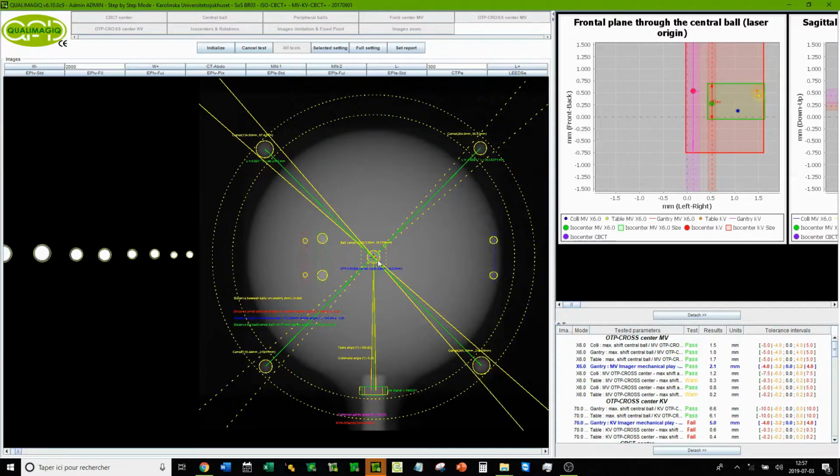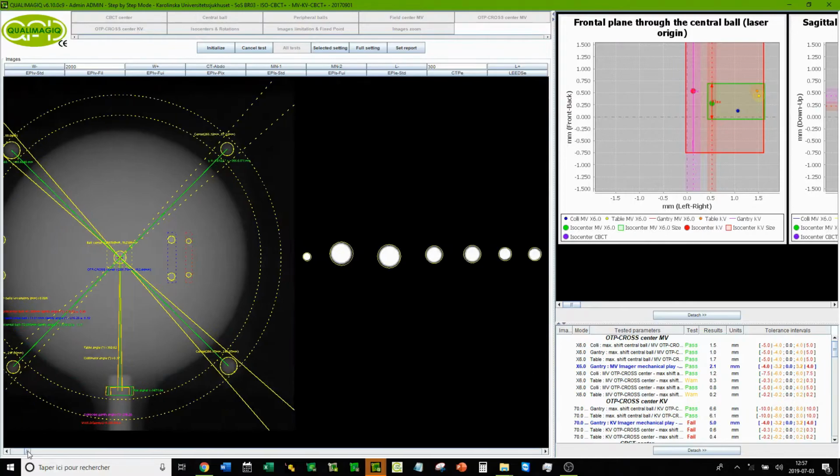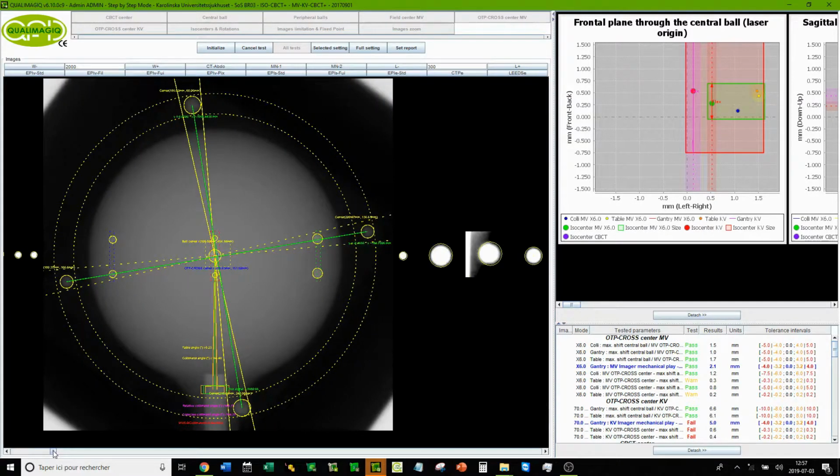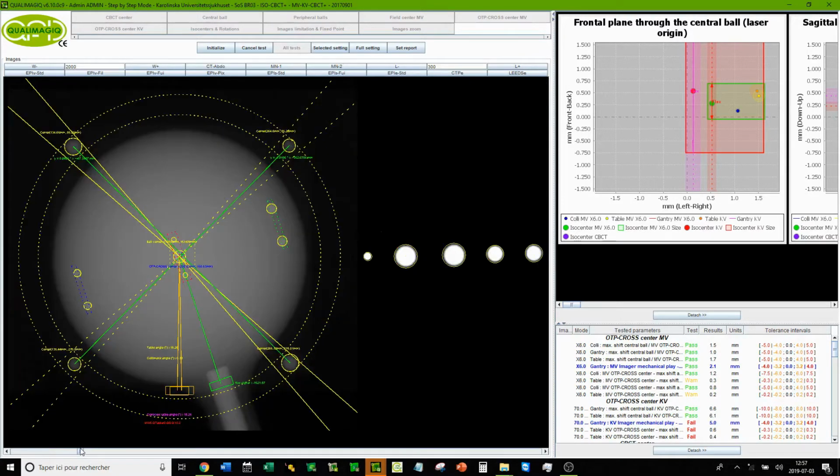When the gantry rotates, we can see that the peripheral balls move relative to the central ball, with which we can determine the gantry rotation angle. When the collimator rotates, the cross-test object will rotate, and we will determine the collimator rotation angle. Then, when the couch rotates, we detect the ring and determine the couch rotation angle.